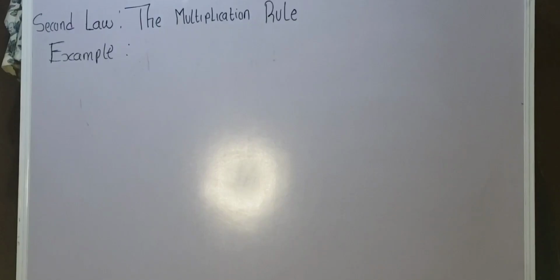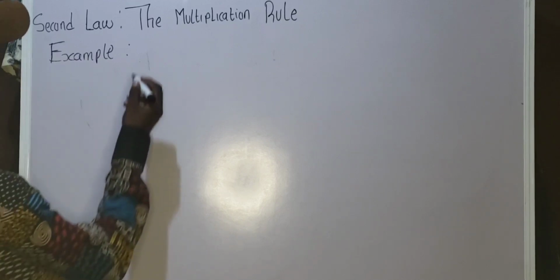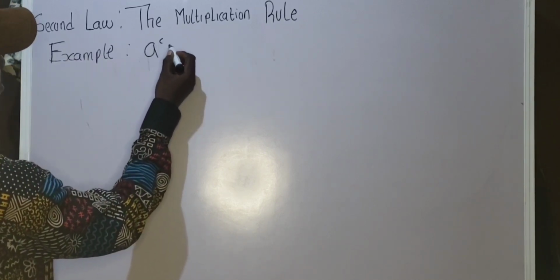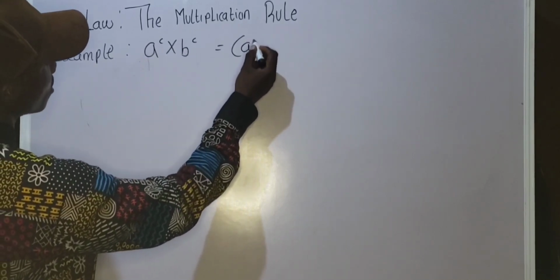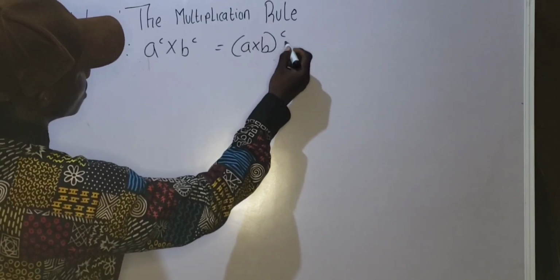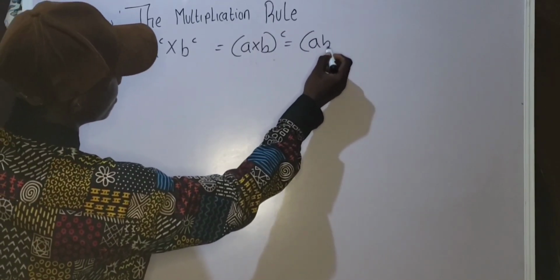You understand? So, okay, the second part of the multiplication rule that I want you to understand is this. When we have the product of two numbers that have different bases but the same power, that is, when we are told to multiply two numbers that have different bases but the same power, their product is equal to the product of their bases raised to a single power. Are you getting it? For example, if we have a raised to the power of c multiplied by b raised to the power of c, this is equal to a multiplied by b raised to the power of c, which is equal to ab raised to the power of c.